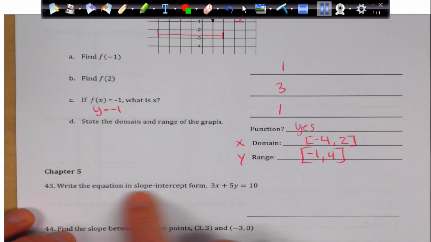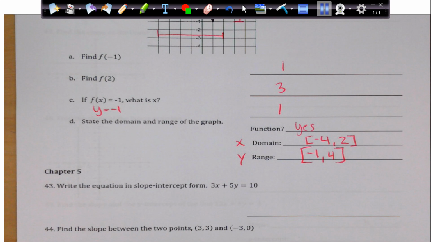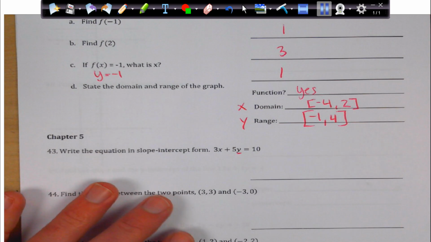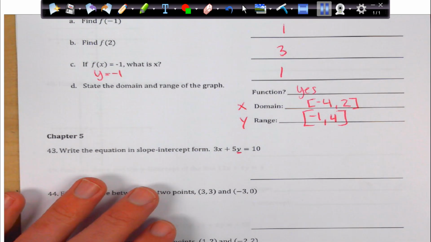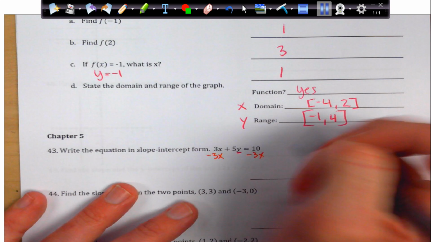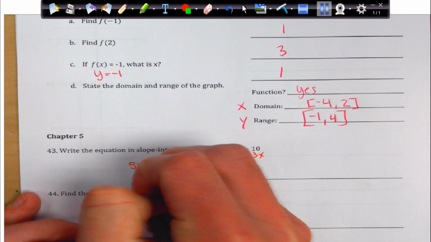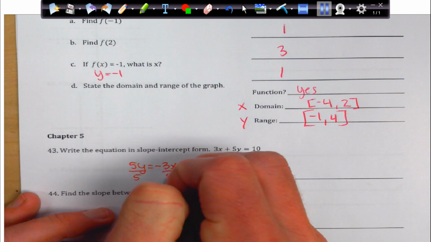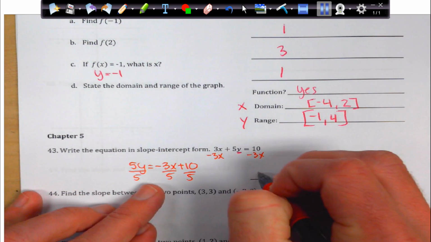Okay, so write the equation in slope-intercept form. So here we just have to solve for y, get y alone, and that should put us into slope-intercept form. So we're going to subtract the 3x on both sides. So we get 5y equals negative 3x plus 10, and then we just divide everything by 5. Once you do that, the y gets alone.